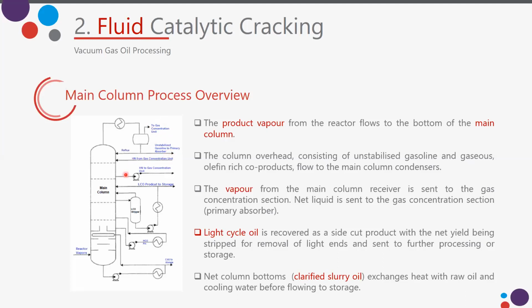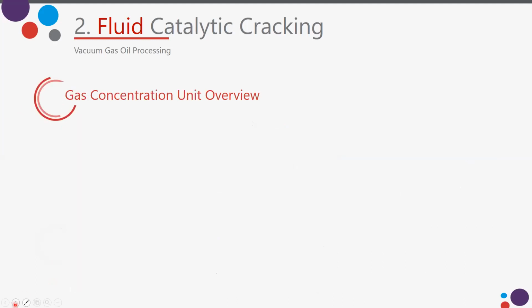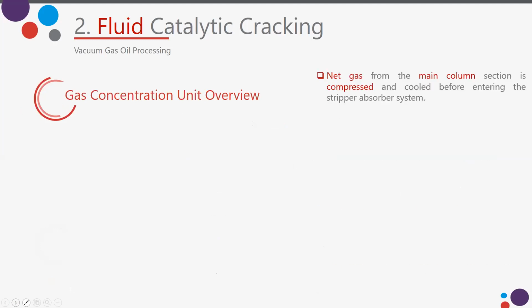And we saw also that here we have some side stream that we just do like pump around to the column to recover some of the heat and to go back to the column. So the next section that we will see is the gas concentration unit. We saw that we will send here wet gas and liquid.